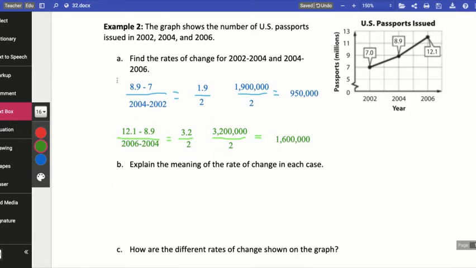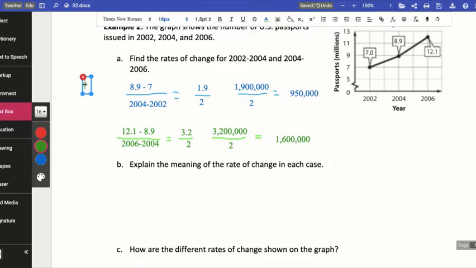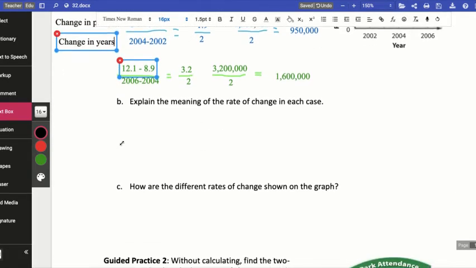So again, finding the rate of change, we found our change in passports, and then we found our change in years for our denominator.